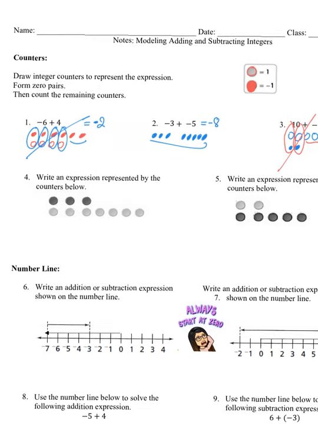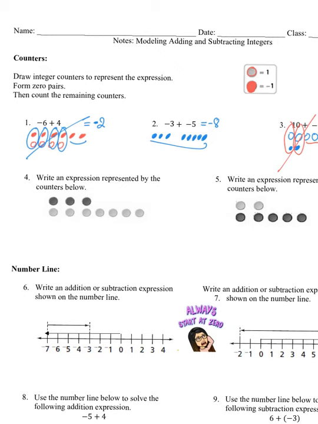Write the expression represented by the counters below. So we have 3 negative, because they are shaded. 1, 2, 3, 4, 5, 6, 7. And then 7 positive. I'll take away the zero pairs, which will leave me with the answer, 4.